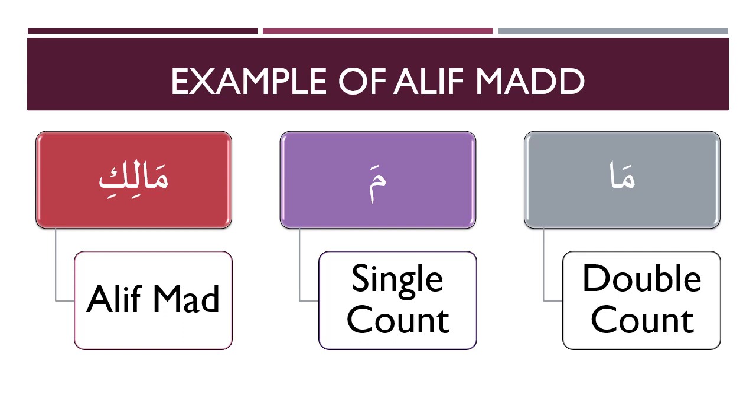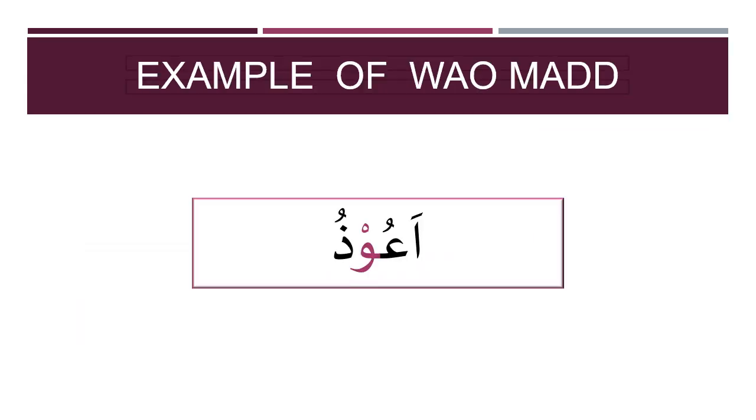Let's look into a waw mad example. A'udhu. First, let's look for the mad letter here. Here, alif has fatha on it. And whenever alif has any haraka, it's called hamza, which is not considered harf mad. Therefore, it will not be stretched here, but we will pronounce it single count, a. After that, there is letter ayn with dhamma, followed by an empty waw, which makes it a waw mad. So the sound of ayn will be stretched 2 counts. A'udhu.